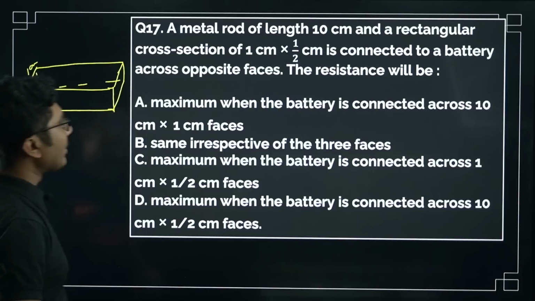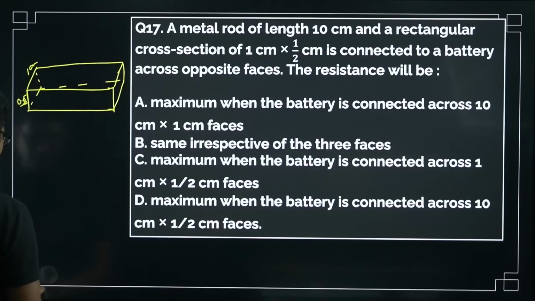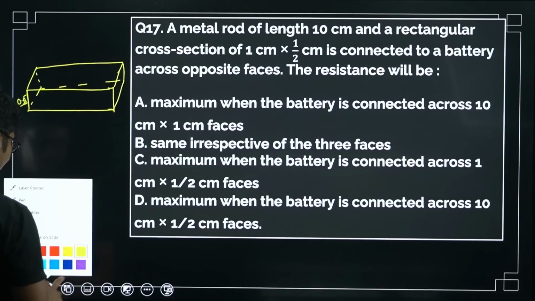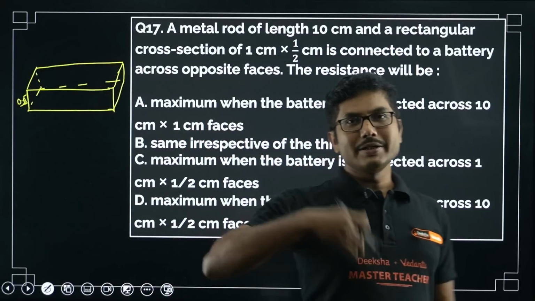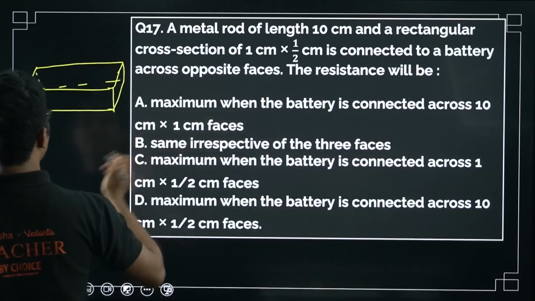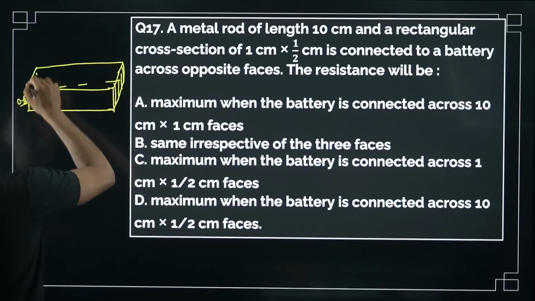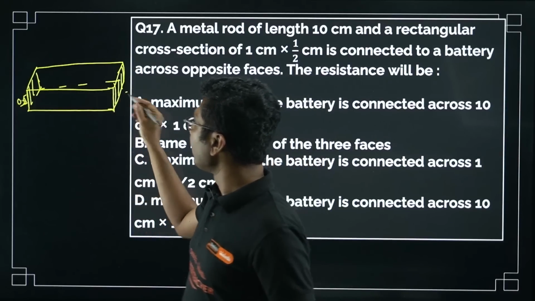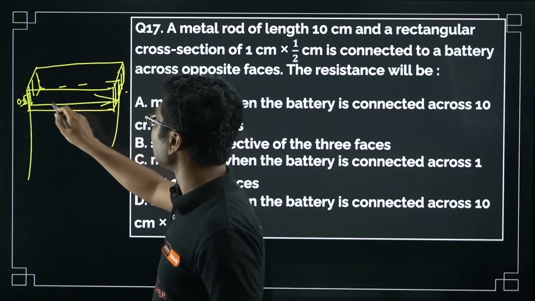Now, how can you connect the battery so that resistance is maximum? Resistance will be maximum when the length is maximum but the area is minimum. Which one is the minimum area over here? Minimum area is either this face or this face. These two faces are minimum areas, and if you connect the battery like this, it will also give you the highest length.